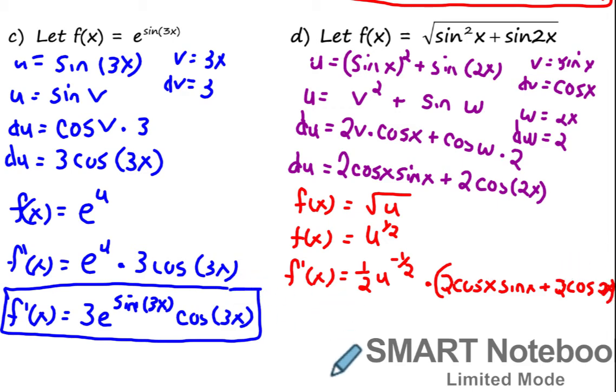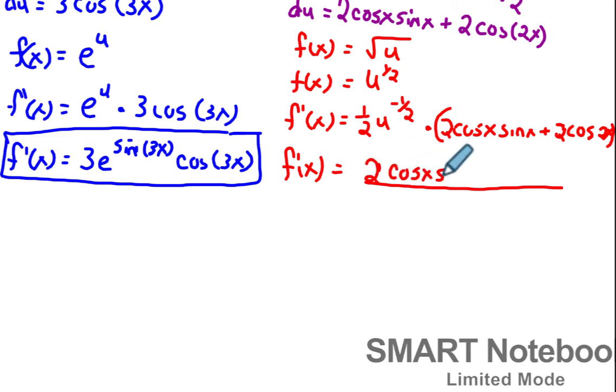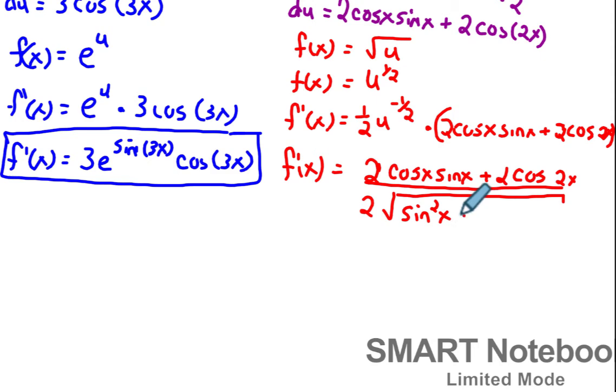Simplifying this and getting rid of our negative exponent and replacing u with our terms of x, my final answer would be, I could rewrite this as, the derivative is equal to 2 cosine of x sine of x plus 2 cosine of 2x, divided by 2 the square root of u, which recall is sine squared x plus sine of 2x.